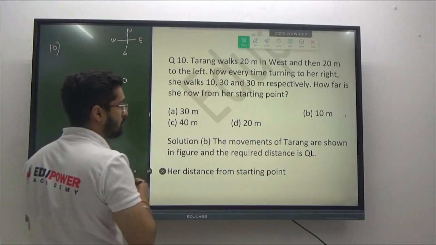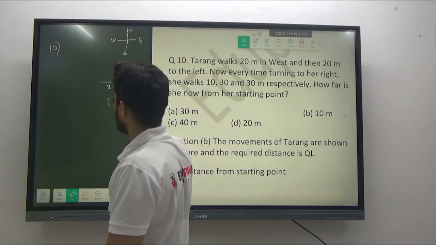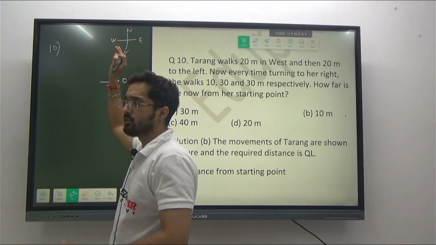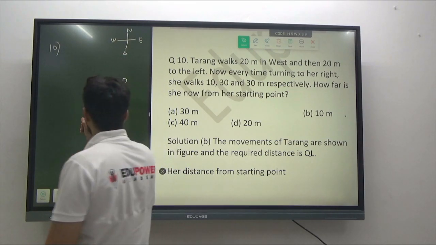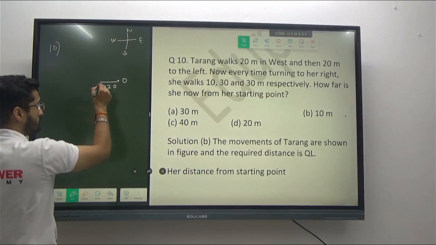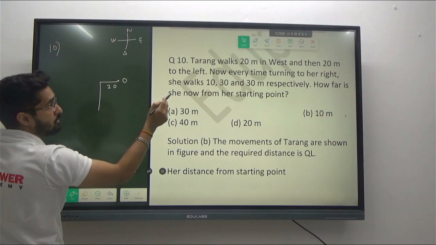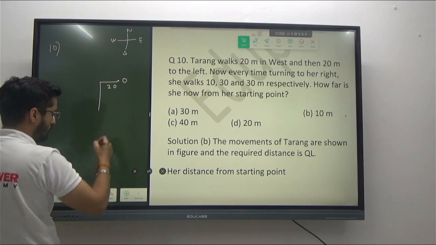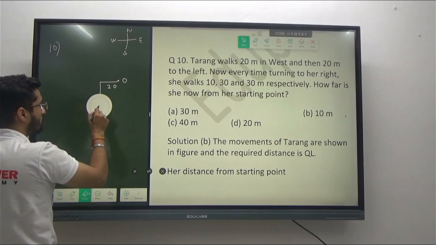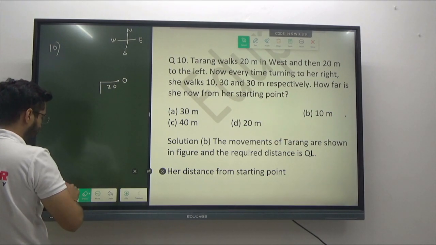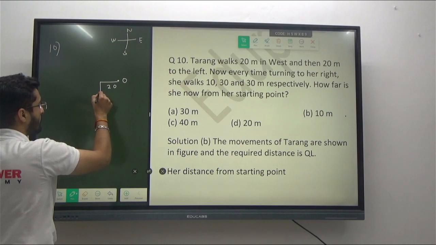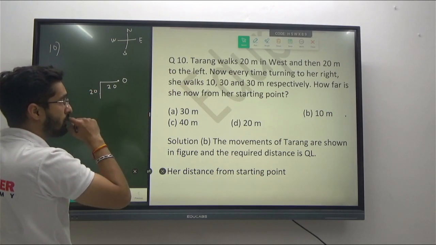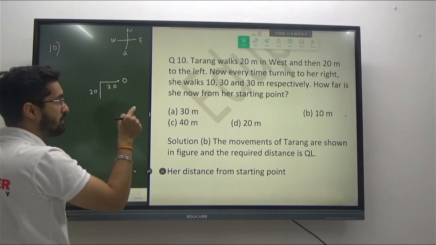Now, if he will go 20 meter to the left, which direction will he turn? He is going this way. Up direction is right, this direction is left. So, he will turn to the south direction. Okay, Tarang walks 20 meter to the west and then 20 meter to the left. Now, how will he go? 20 meter west. Now, every time turning to her right, she walks 10, 30 and 30.